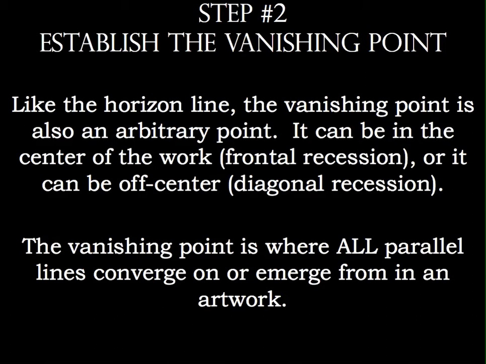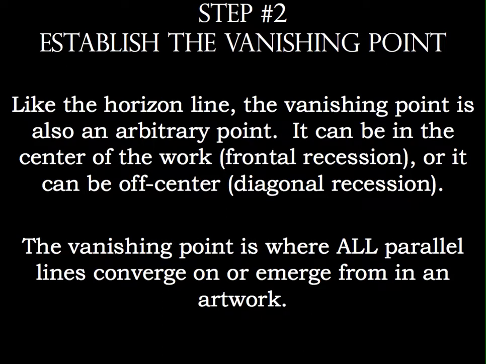After we've established the horizon line, we establish the vanishing point. And again, like the horizon line, the vanishing point is an arbitrary point. It can be in the center of the work, which is very common in scenes, for instance, of the Last Suppers. We would call this frontal recession. If it's off to the left or off to the right, it's called diagonal recession, and those are just minor elements. The vanishing point is going to be where all parallel lines converge, and that's the important point here.